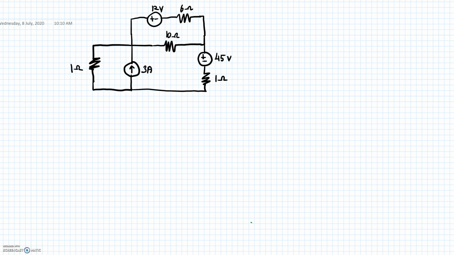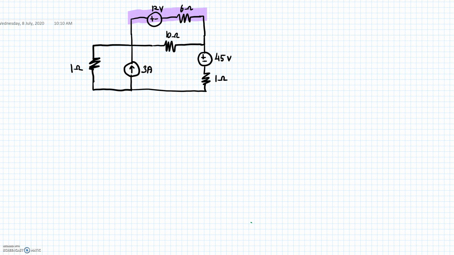Previously, some of your friends asked me how to solve these kinds of questions, which are related to this one. You have a source and the resistor, and then you need to solve this circuit using nodal analysis.